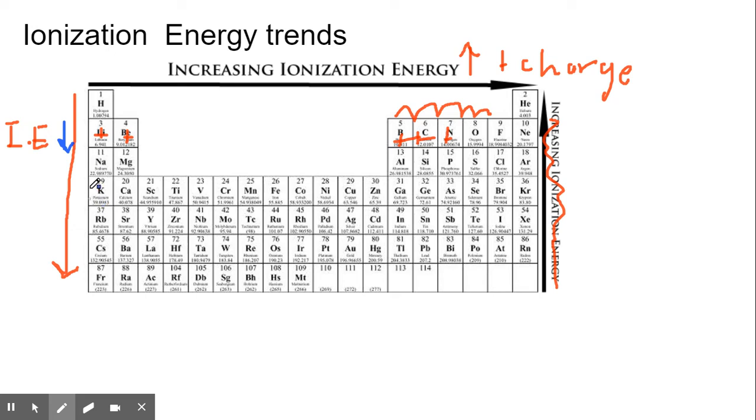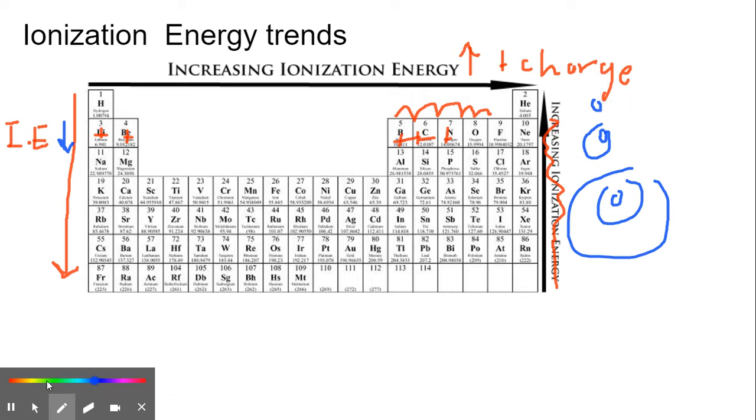Well, when we're going down, we already know, right? We're adding energy shells. The first one has 1 energy shell, the second one has 2, and then 3, and so forth. So basically what's happening is, remember, the positive charge is in the middle. The positive charge is in the nucleus. As we're going down, we're adding more and more energy shells. So the electrons become further and further away, all the way on the outside. The ionization energy refers to taking away that outside electron.